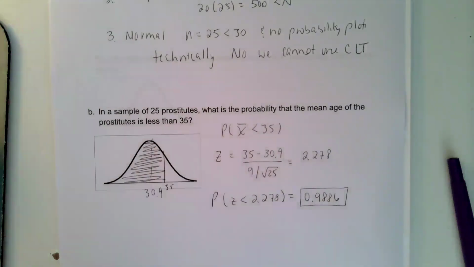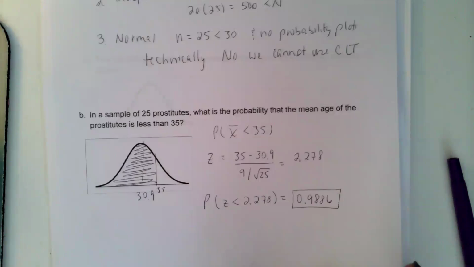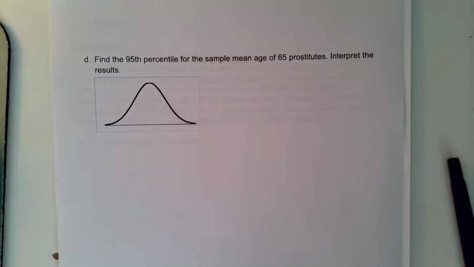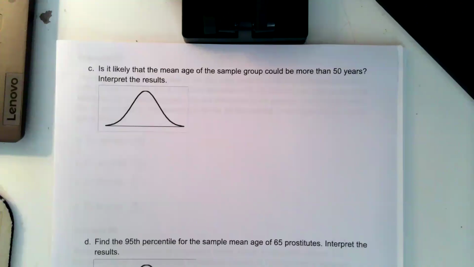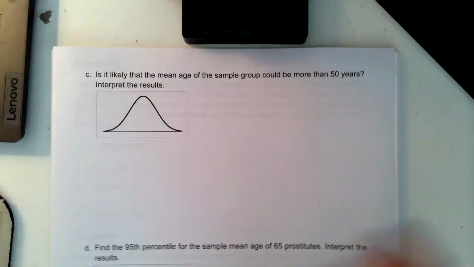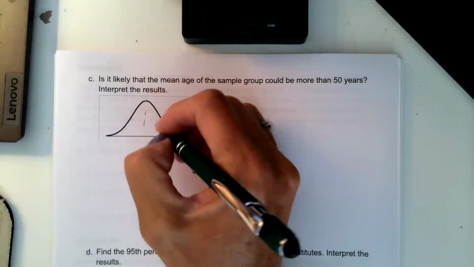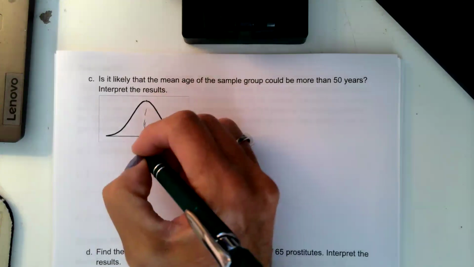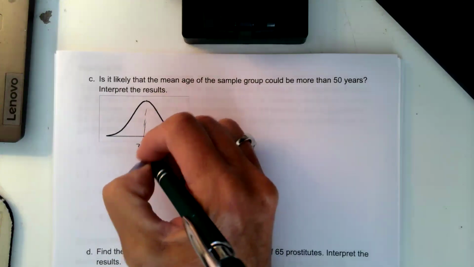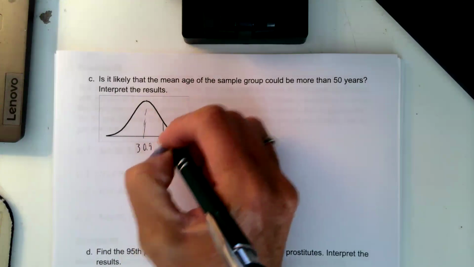Very likely that they're less than 35. Let's look at part C. Part C says, is it likely that the mean age of the sample group could be more than 50 years old? Well, let's get him up there. So 50 is going to be way up here if the average is at 30.9.